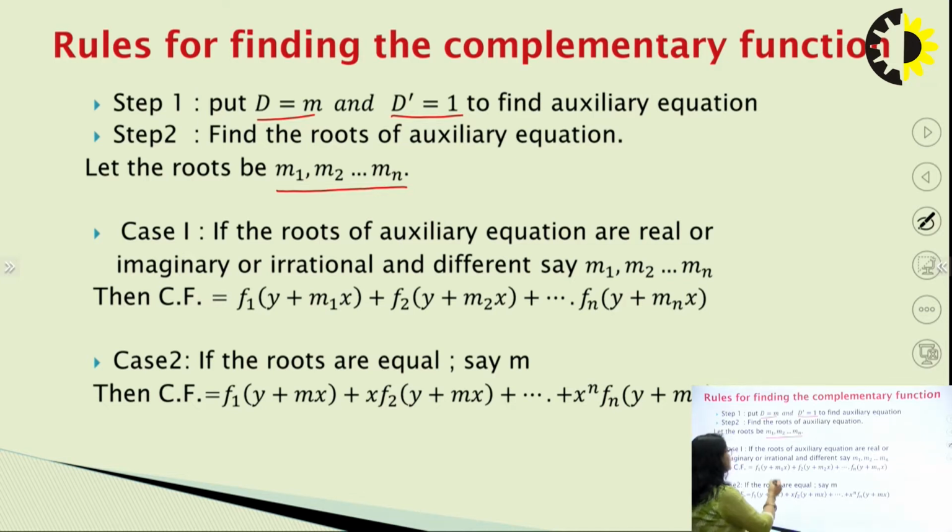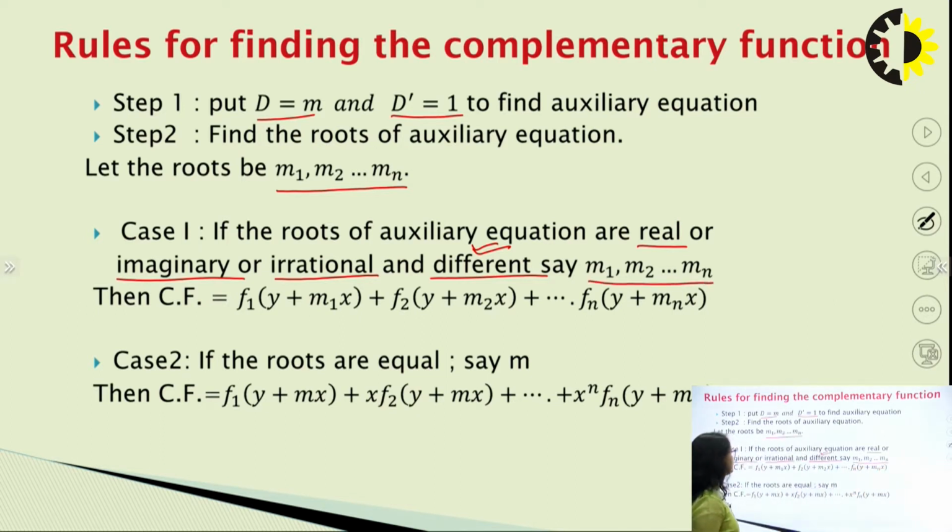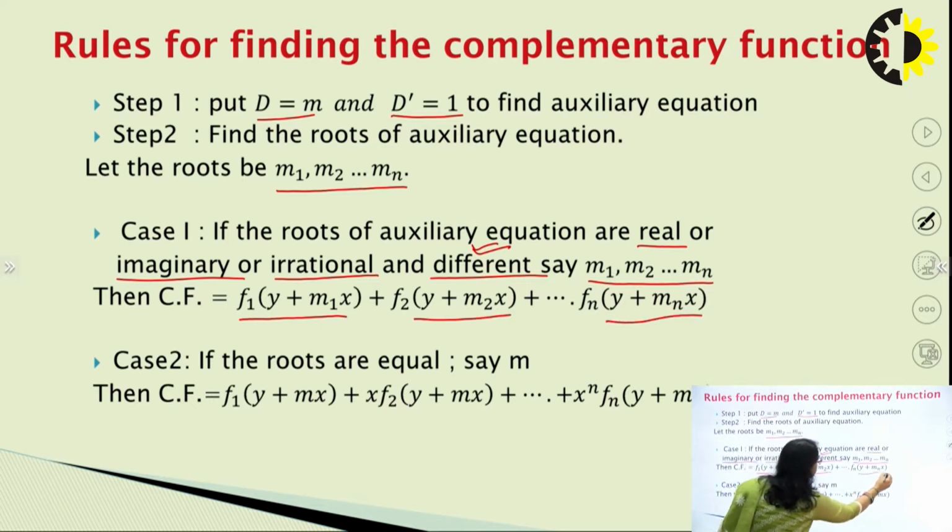Now there are two cases. If the roots of the auxiliary equation are real, imaginary or irrational, but they should all be different, this is to be checked. Suppose we consider them as m1, m2 up to mn. Then we have the CF to be written as function of y plus m1 x, function of y plus m2 x, plus function of y plus mn x.